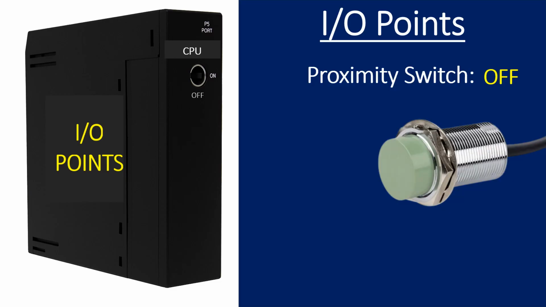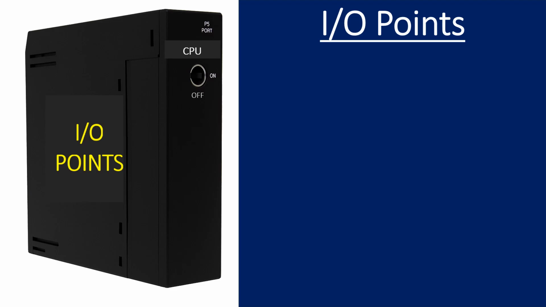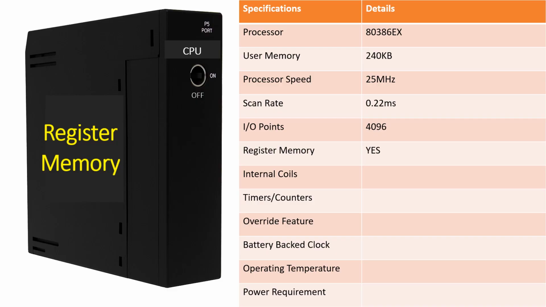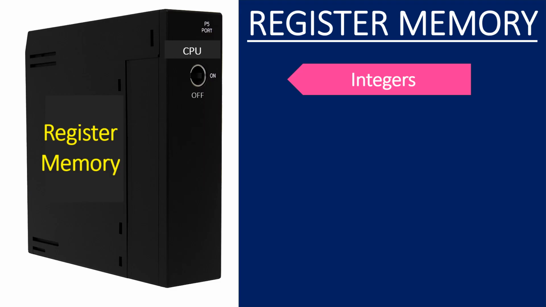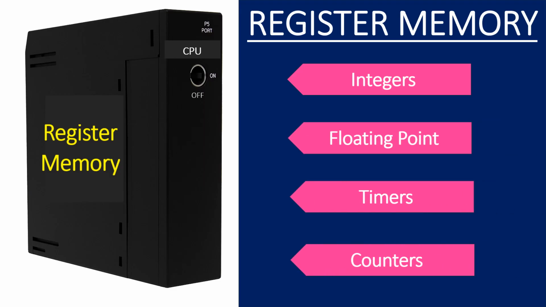Here, discrete means on-off digital signals connected with the field instruments. This CPU supports up to 4096 digital inputs and digital outputs. Register memory available: yes, and it is configurable. The PLC CPU not only handles digital I/Os. Apart from this, register memory is also available for storing and manipulating various data types such as integers, the whole numbers, floating point, or we can say real, numbers with decimal points, timers and counters.